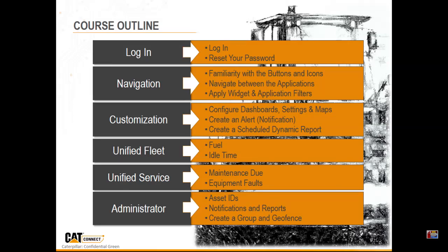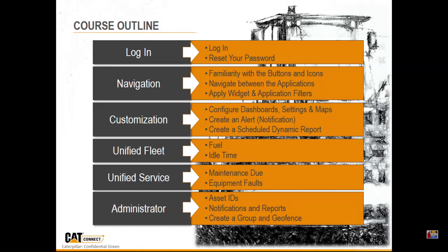We will cover some configuration and customization, which is basically making your VisionLink screen your own. The dashboard can be configured to show only the information that is relevant to you. Additionally, all tabular views can be configured and customized, as well as the map settings. Alerts and notifications can be quickly set up to notify you of events that have occurred, and dynamic reports can be scheduled to send information to those who need it when they need it.